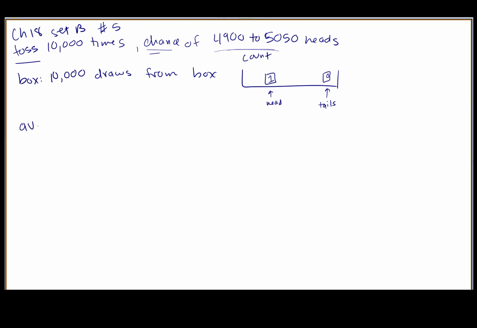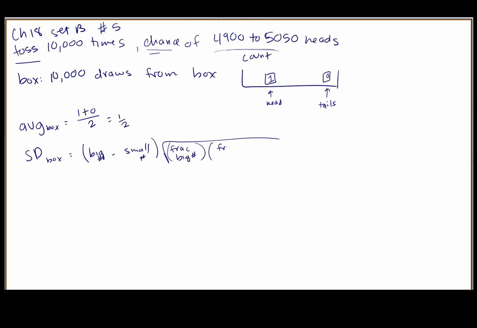Now, the average of the box: we add them together, 1 plus 0, divided by how many there are, 2, so 1/2. The standard deviation of the box: remember we always use this shortcut formula if you only have 2 kinds of things in the box, in our case 1s and 0s. So it's big number minus small number, times the square root of the fraction of the big number times the fraction of the small number. I find it useful to write out these formulas every single time, to help me memorize them.